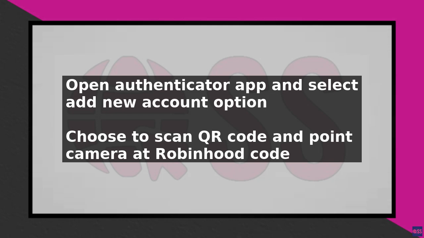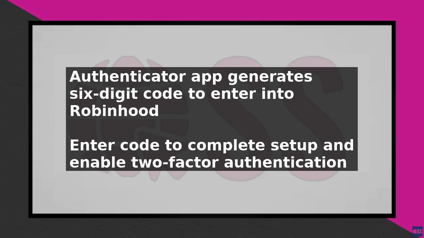The authenticator app will then generate a 6-digit code that you will need to enter into the Robinhood app to complete the setup. Once you have entered the code, two-factor authentication will be enabled on your Robinhood account and you will need to use the authenticator app to generate a code every time you log in.